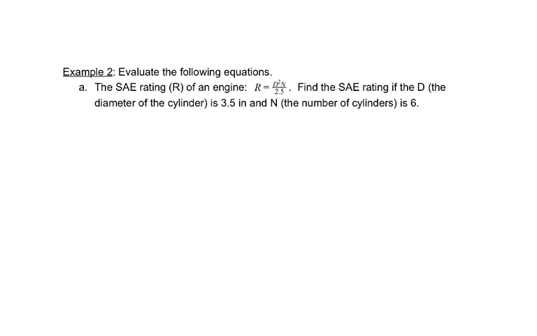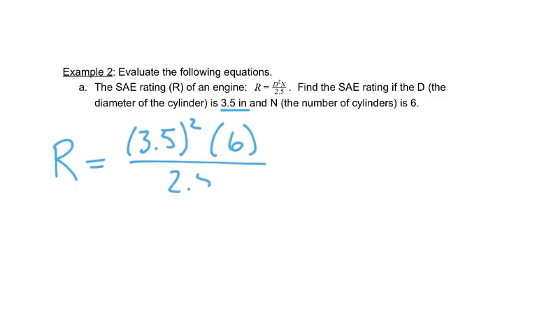So example 2a says the SAE rating of an engine, which is the letter R, is equal to this equation. Find the SAE rating if the D, the diameter of the cylinder, is 3.5 and the N, the number of cylinders, is 6. So we're trying to find R, and they tell us that D is 3.5, so we'll put that in, and N is 6. And it's a really good idea to always, when you're replacing a letter with numbers, put it in parentheses.